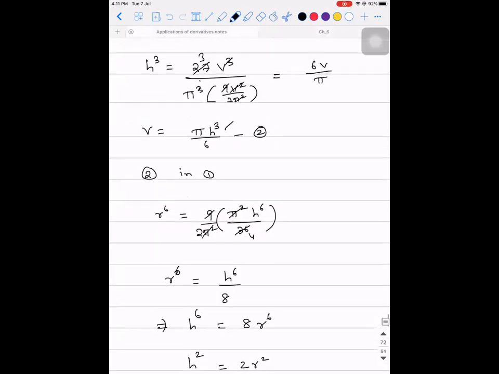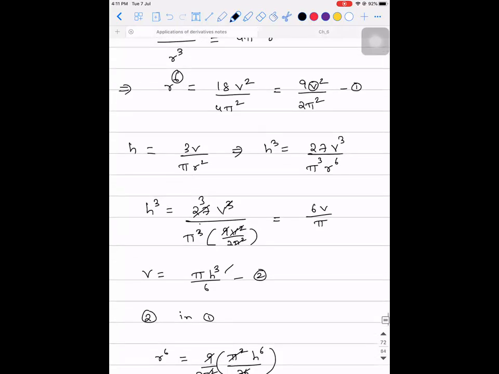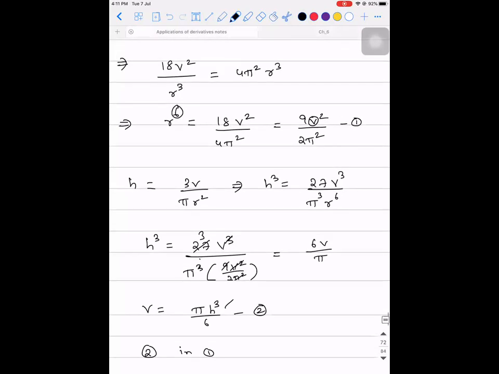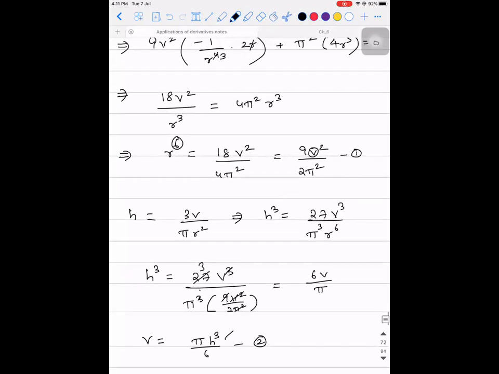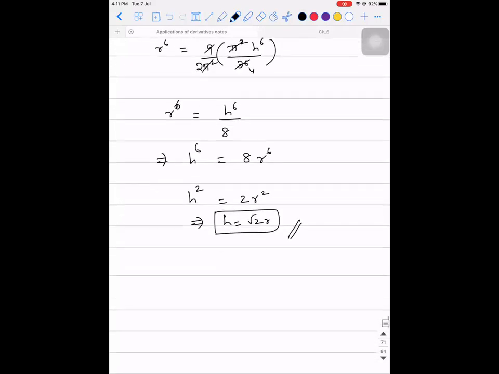So anyone having a doubt? Naveen, was that you who told squaring on both the sides? It's Sachin, sir. Sachin, you got the answer in 3 steps? So where did you ask me to square? Here, h is equal to 3v by pi r square. Okay, let me try that.